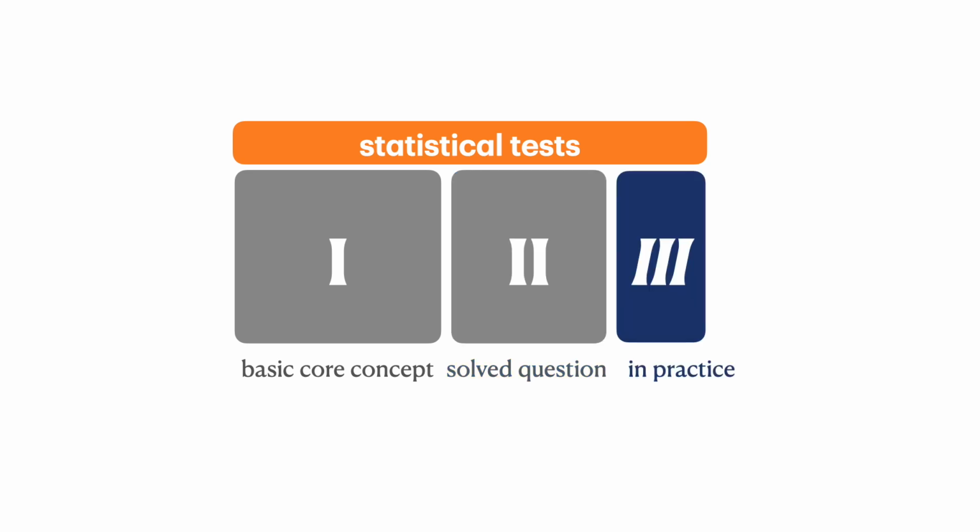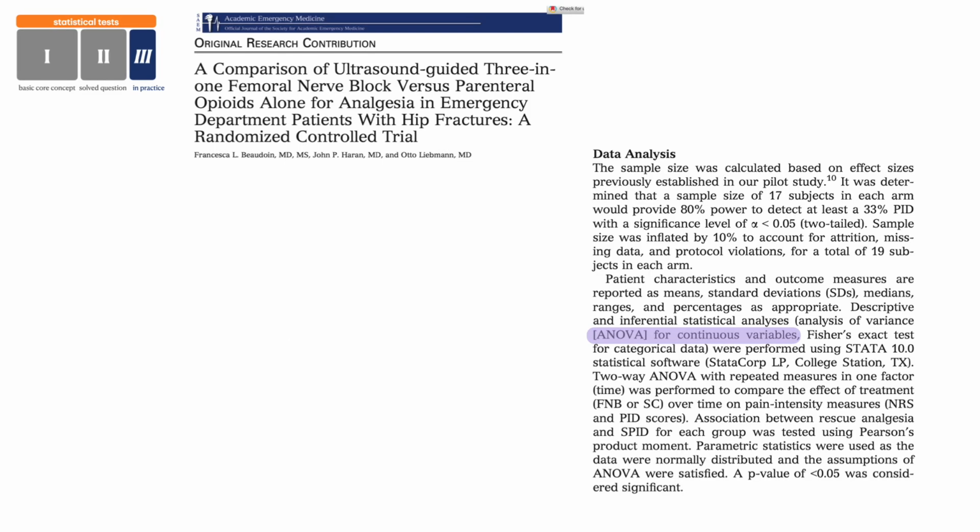Now, as we wrap up, let's explore how these statistical tests are used within research. And honestly, very simple. Whenever you look at the methods section of a paper, usually they'll have a section on the statistical analysis, and they'll mention which test they're using. So in this study, this RCT that looked at ultrasound guided femoral nerve block, you'll see that they said that for their descriptive statistics, they're going to use ANOVA for continuous variables and Fisher's exact test for categorical data. So immediately we know that they're probably dealing with more than 2 groups.